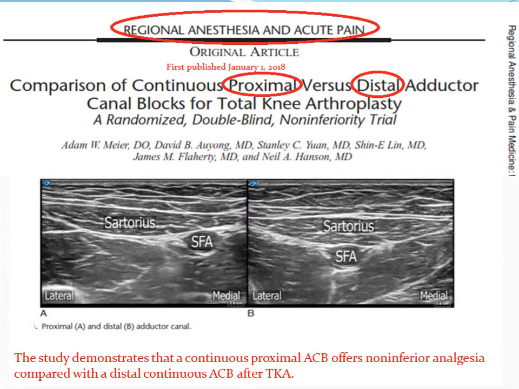continuous proximal adductor canal block offers non-inferior analgesia compared to the distal continuous adductor canal block after TKA, a terminology to which I object in English, because as a general rule, the more proximal you go, the better analgesia you get. So if he is describing his terminology, it should be like this: that continuous distal adductor canal block offers non-inferior analgesia compared with the proximal one.